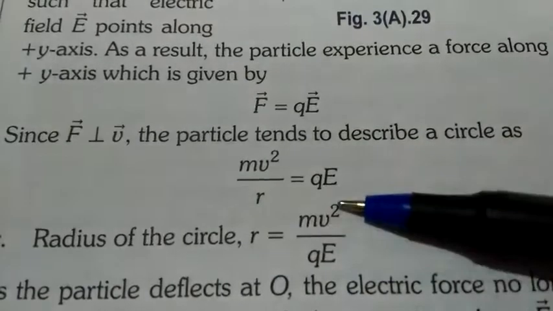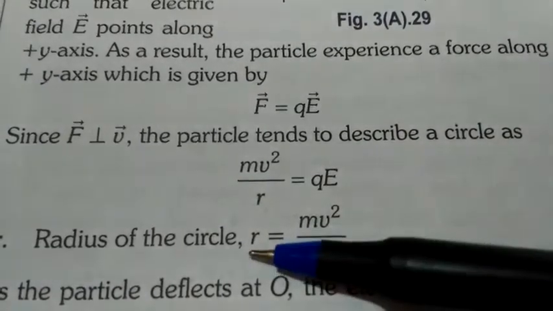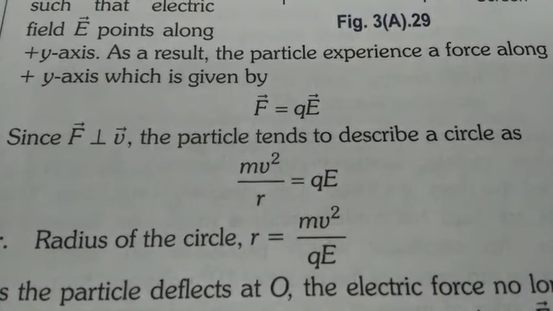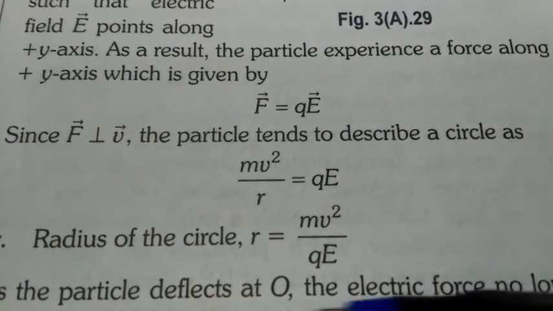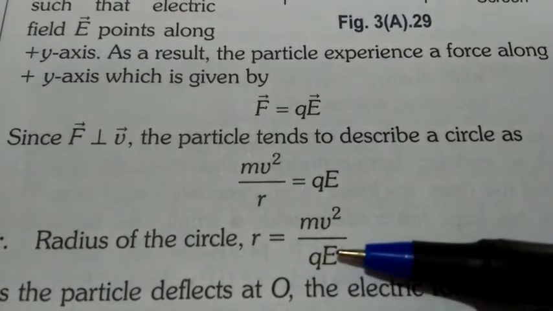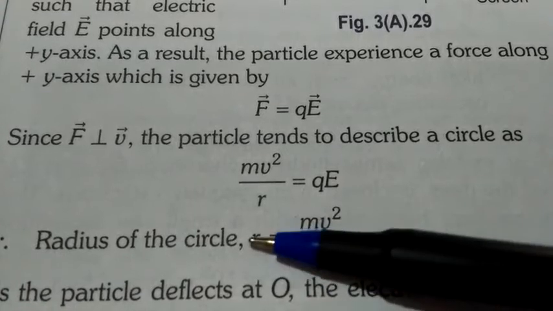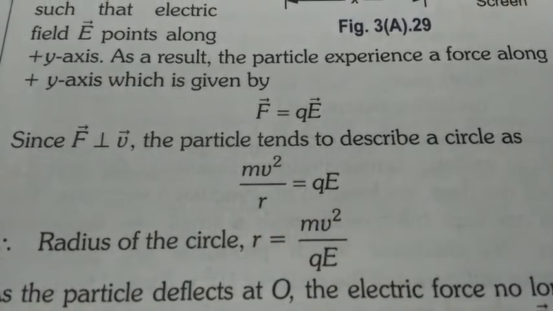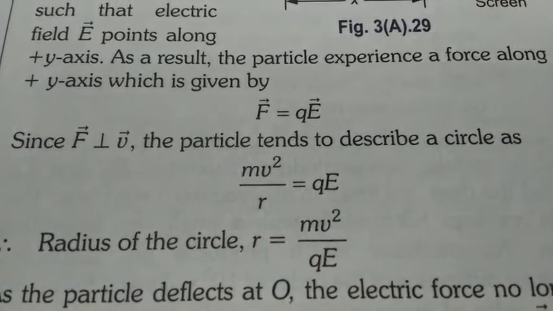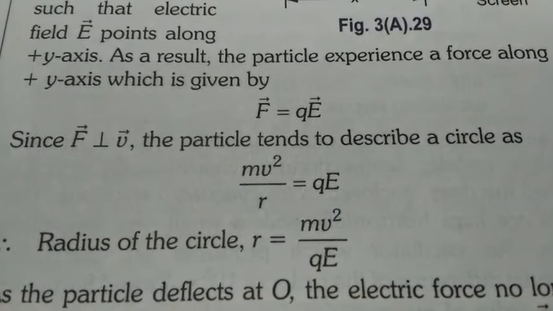If the mass and velocity of the particle are more, the radius will be more. That means it will move in a larger circle. If the charge or the electric field is more, then the value of r will be less. So the particle will move in a very small circle.